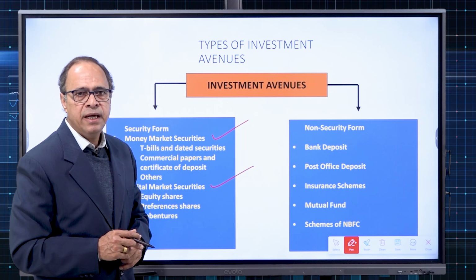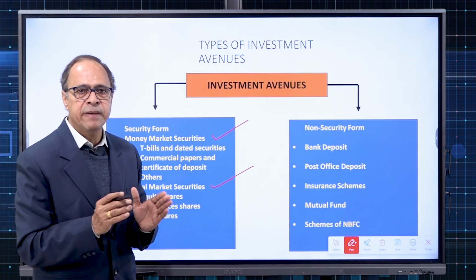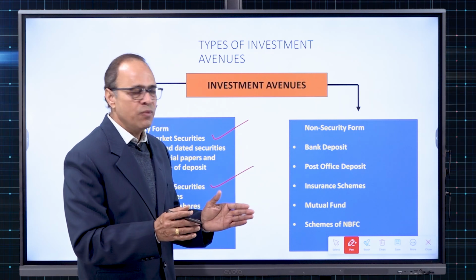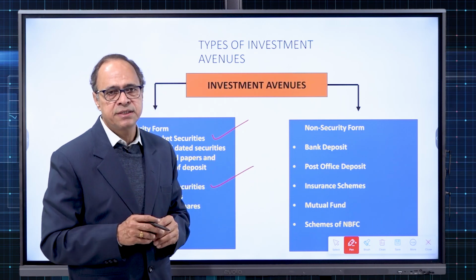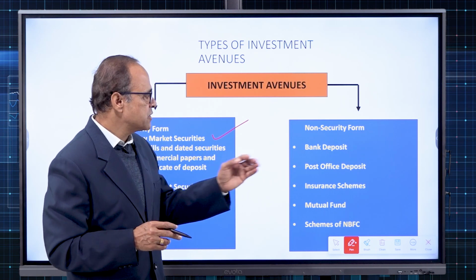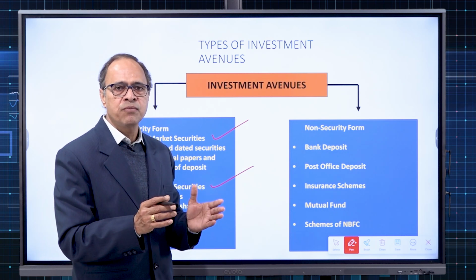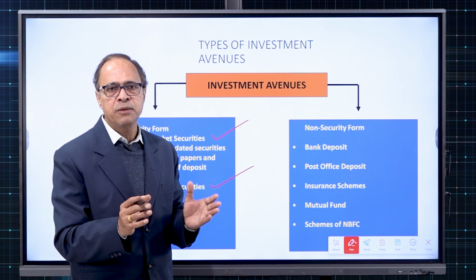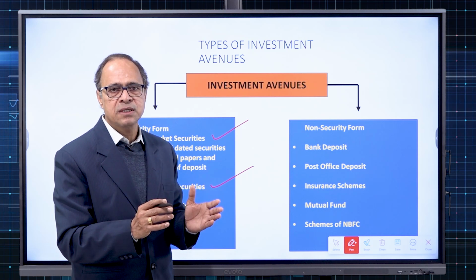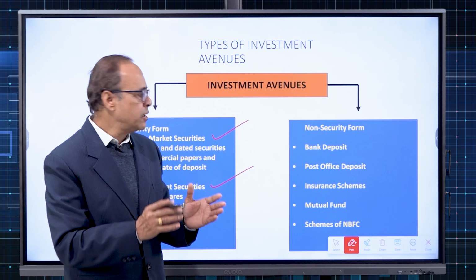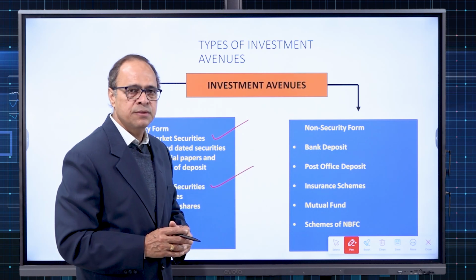Bank deposit, any kind of deposit, savings bank deposit, recurring bank deposit, FDR, monthly income scheme, they are non-negotiable in nature. Then post office deposits. In post office also we can have savings bank account, RD account is more popular in post office, and monthly income scheme account is more popular among retired people for having regular income. So that is post office deposit.